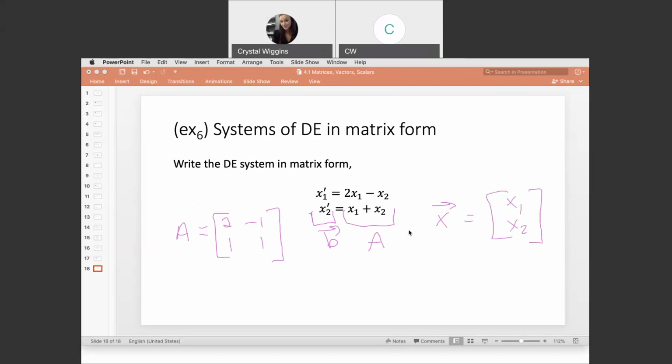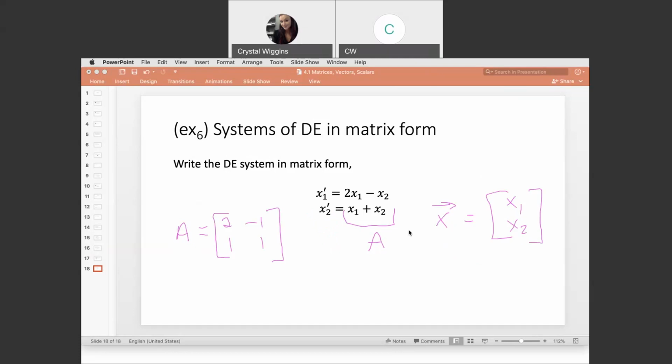And our B vector is, oh, wait, yeah. No, we don't need the B vector because these are differential equations. I'm sorry. Take the B out of there. Don't need that. Got a little carried away there.